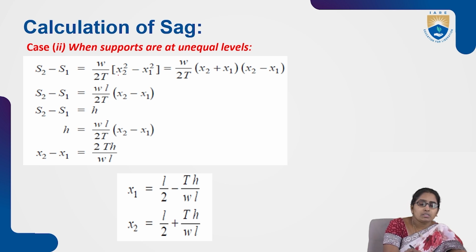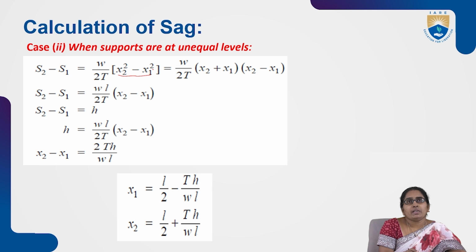So now it is further expanded: a square minus b square is a plus b into a minus b. So that means x2 plus x1 into x2 minus x1. Now we know that the sum of x1 and x2 is given by L, right? So the next step is WL by 2T into x2 minus x1.